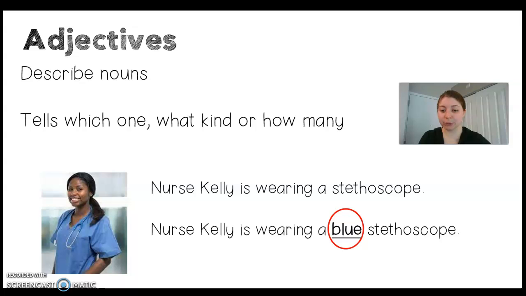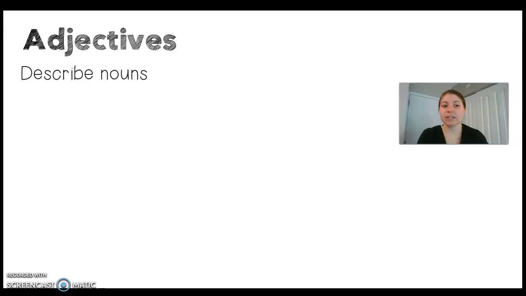The word blue is our adjective, and it's describing the stethoscope. So blue is the adjective and stethoscope is the noun that it's describing. It makes the sentence more specific and tells us what kind of stethoscope. She's wearing a blue one. Let's look at another example.